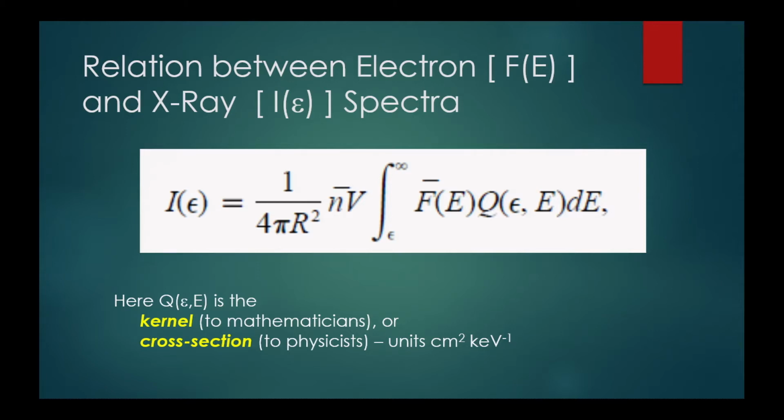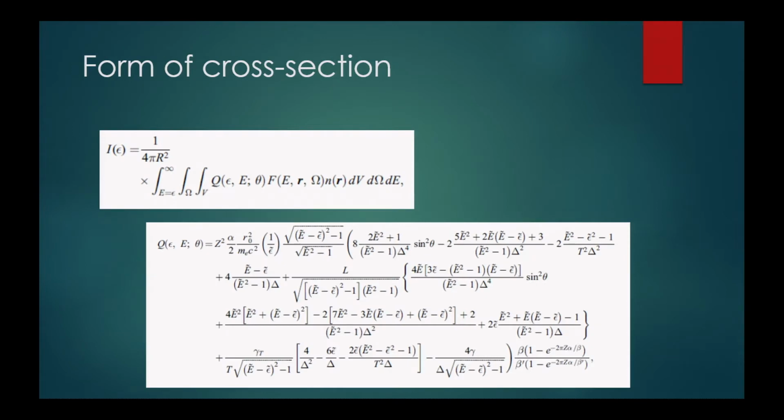To a mathematician, they would say, no, this is a kernel. This is simply an integral equation relating the observed data, I of epsilon, to the source function we care about, F of E, and the relationship between the two we would call an integral equation kernel. So I call it a cross-section, mathematicians call it a kernel, fine. We know the form of it. It looks reasonably disgusting. It looks something like that. There will be a quiz at the end.